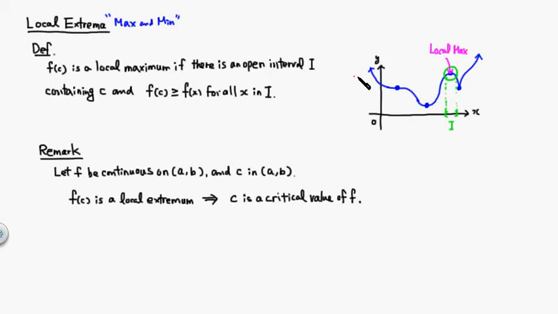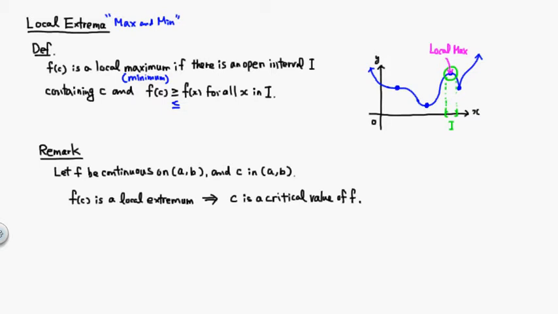right? And you can easily guess what the definition of the local minimum is. So I'm going to just do this here, right? So f of c is a local minimum if there is an open interval I containing c, and the only difference is f of c is smaller than any other x value on that interval, right?